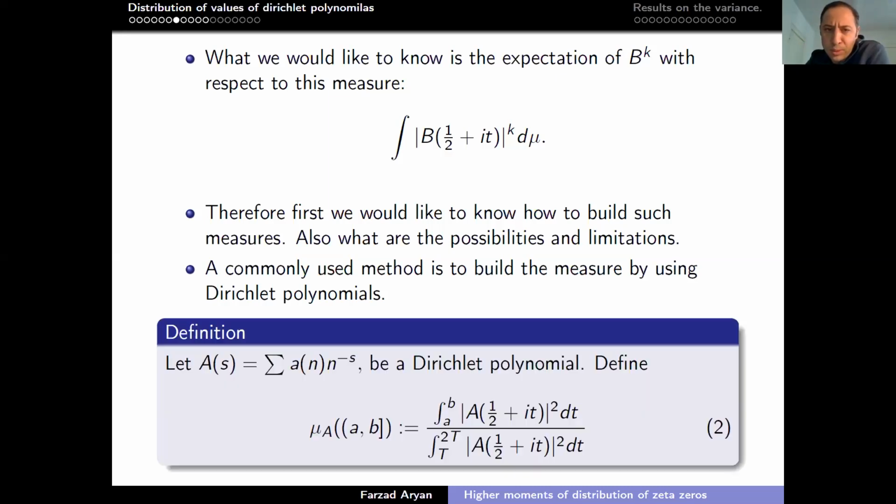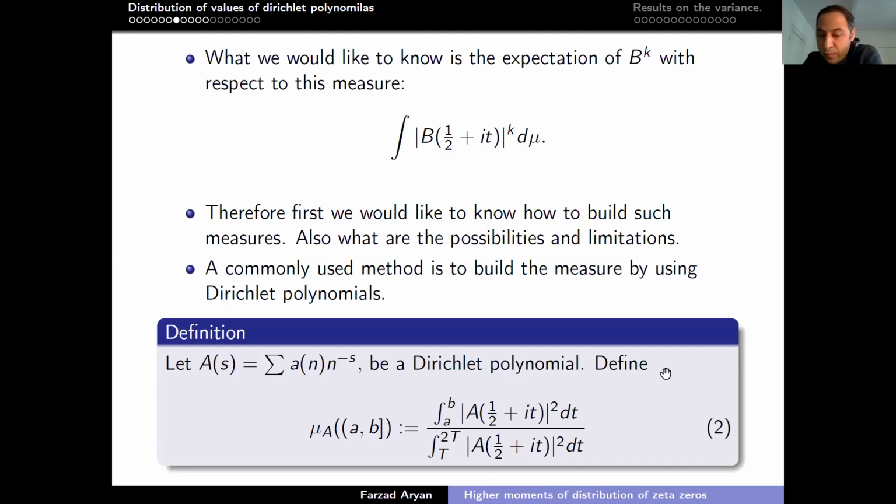So let me tell you how we make this measure first. To build a measure in the mollifier method, it's always again using a Dirichlet polynomial. So I have another Dirichlet polynomial other than my original one, A of s equals the sum of a_n n to the power minus s. Then I define a measure of an interval as how much of the values of this Dirichlet polynomial is centered at that interval. So on the denominator, I integrate the whole thing to get the total, and in [A, B], I just integrate that part.